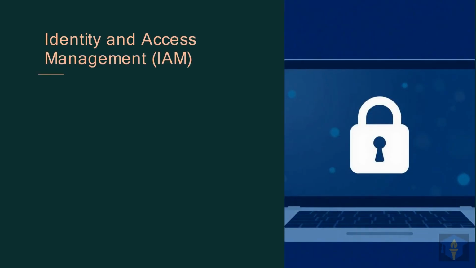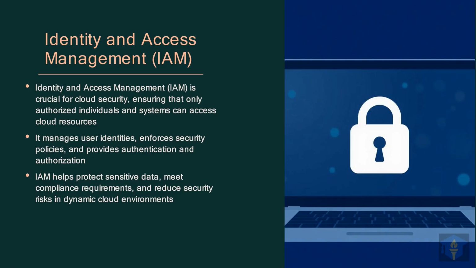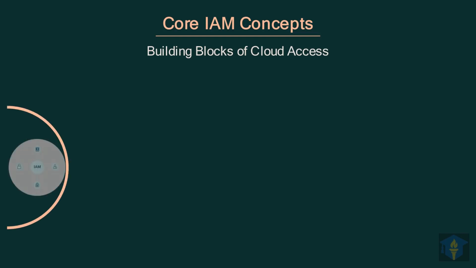Let's dive into Identity and Access Management, or IAM, a cornerstone of robust cloud security. IAM ensures only authorized users and systems access cloud resources, managing identities and enforcing policies for data protection and compliance. Now, let's explore the core concepts that form the foundation of identity and access management. These are the essential building blocks that govern how access is granted and managed in the cloud.